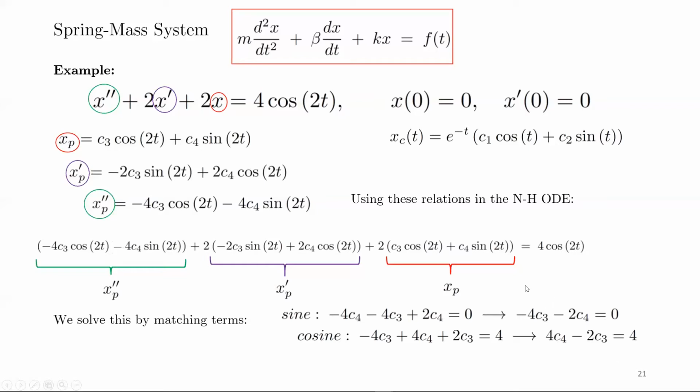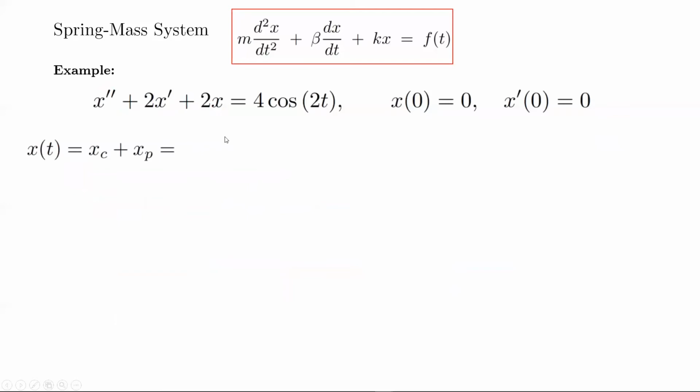You can solve this system however you like, but you should find that c3 is equal to minus 2/5 and c4 is equal to 4/5. So this is our particular solution. Notice that we did need both the cosine and the sine part to solve this non-homogeneous equation.